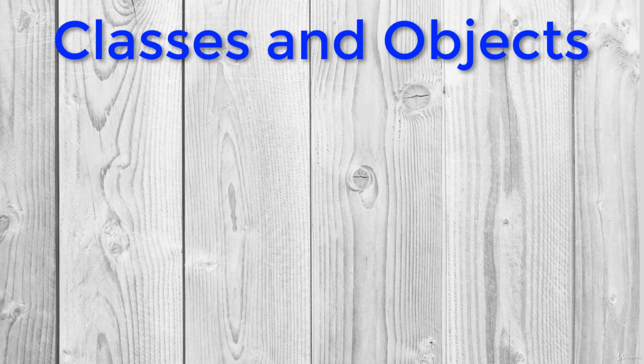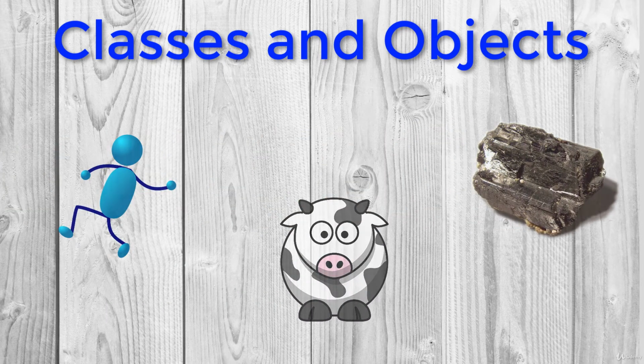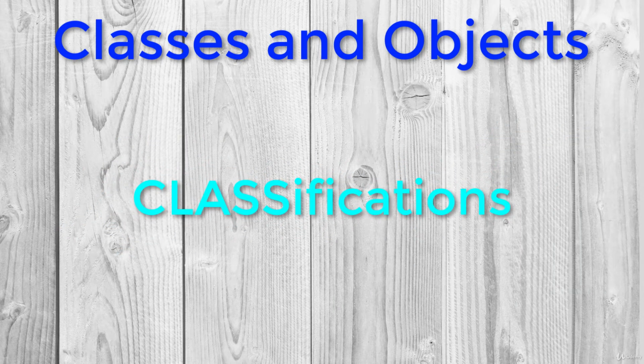In our world, we have classes and objects for those classes. Everything in our world is considered to be an object. For example, people are objects, animals are objects too, minerals are objects. Everything in the world is an object. But what about classes? Classifications, and this is how they get the name and the concept of a class, classification.